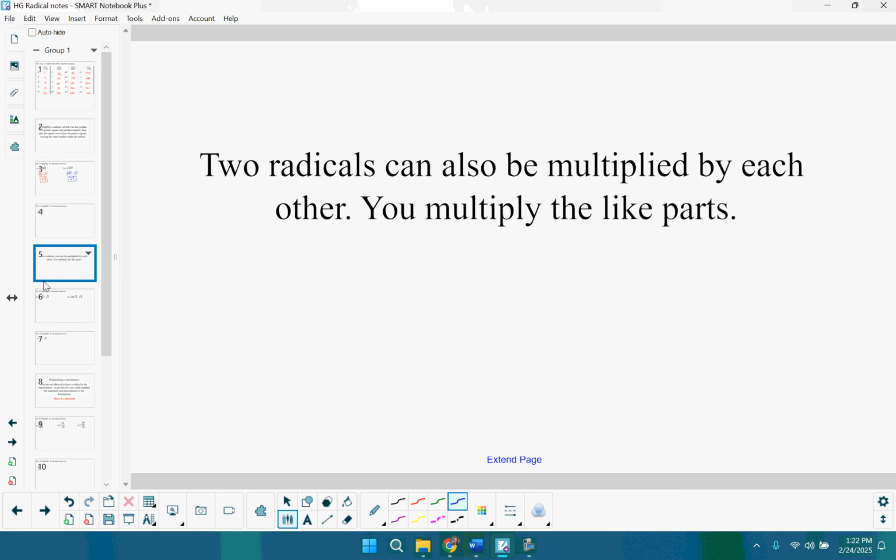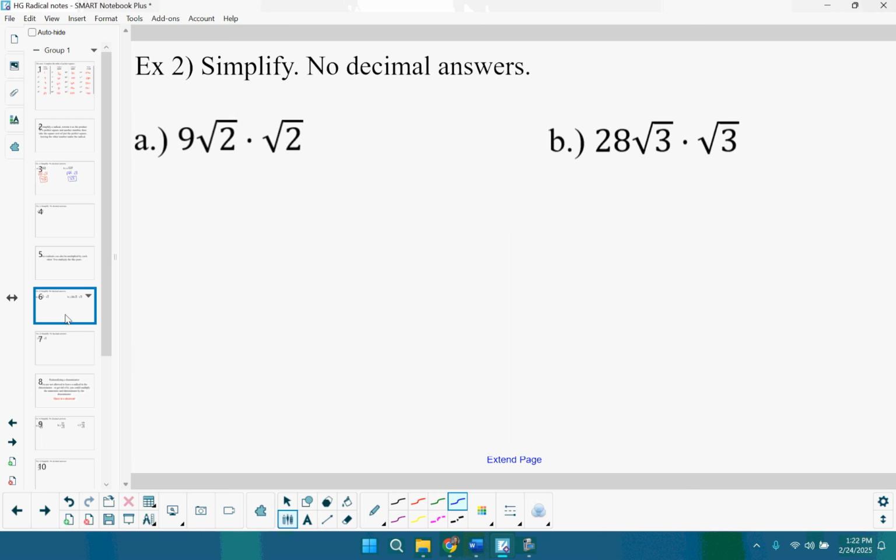Two radicals can also be multiplied by each other. We would just multiply the like parts. So if there was a number in front and a number under the square root, you would only multiply numbers out front. You would only multiply numbers under the square root. So for example, 2a, we have 9 root 2 times root 2. So I can multiply just the radical parts.